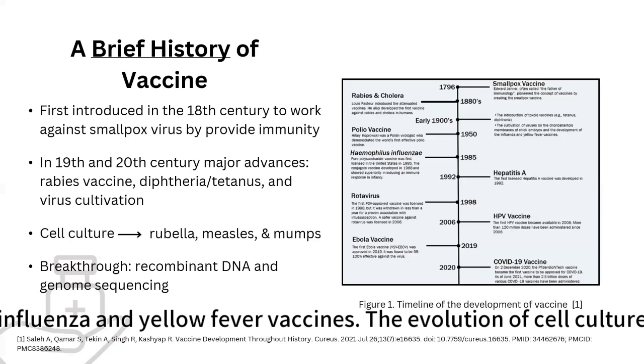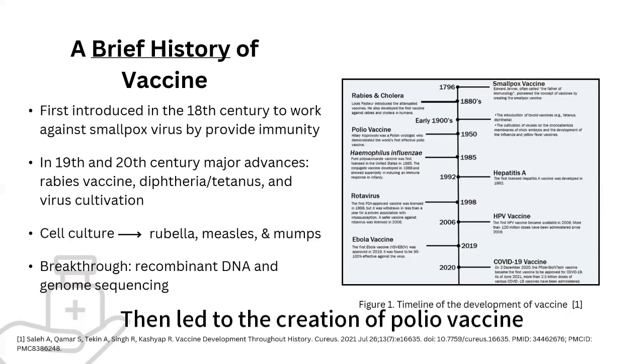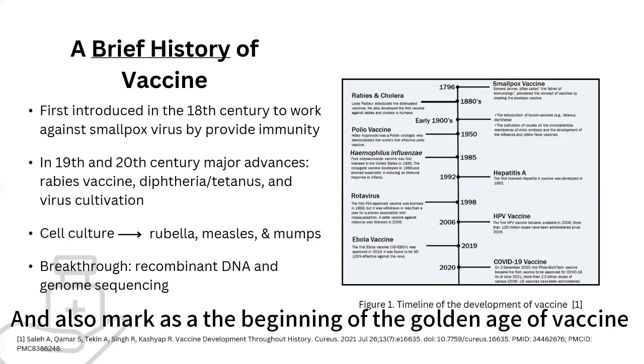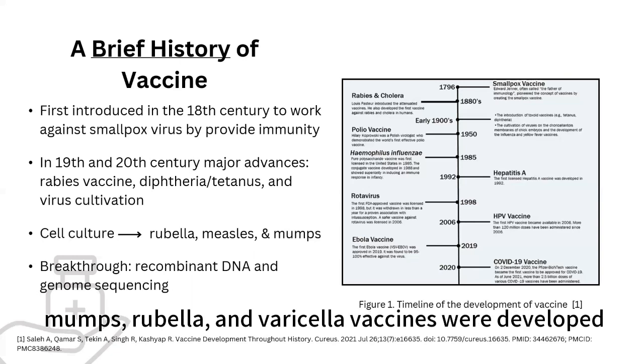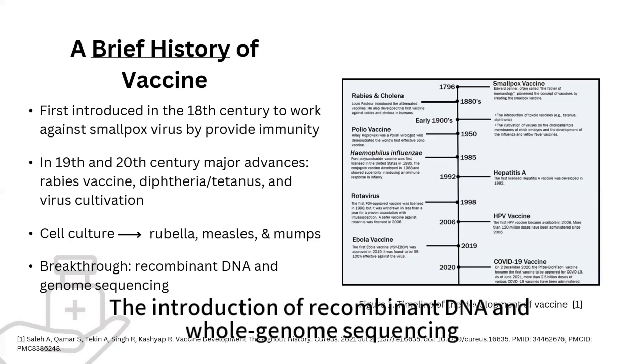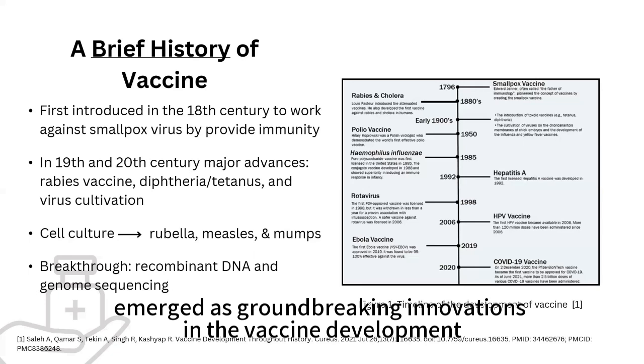The evolution of cell culture then led to the creation of polio vaccine and also marked the beginning of the golden age of vaccine. During this period, several important vaccines like the measles, mumps, rubella, and varicella vaccines were developed. The introduction of recombinant DNA and whole genome sequencing emerged as groundbreaking innovations in vaccine development.